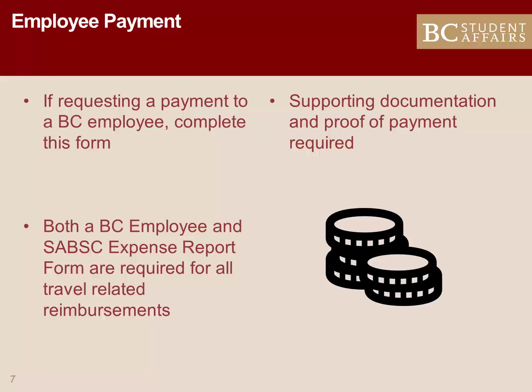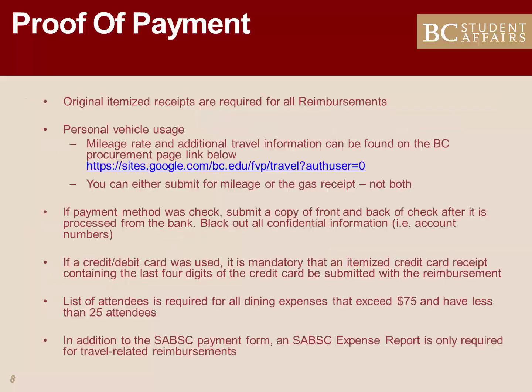Proof of payment is required for all reimbursements. Proof of payment is required for all reimbursable expenses, as well as outside individuals seeking reimbursement of any kind from BC. Original itemized receipts must be turned in, along with either form when seeking reimbursement. If a check is used, submit a copy of the front and back of the check once it has been processed by the bank. Be sure to black out any sensitive banking account information.